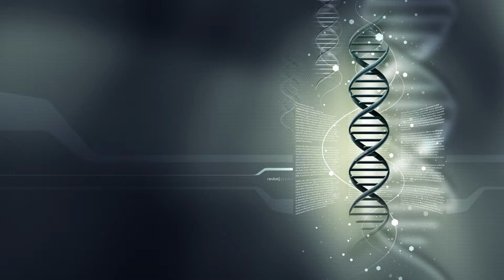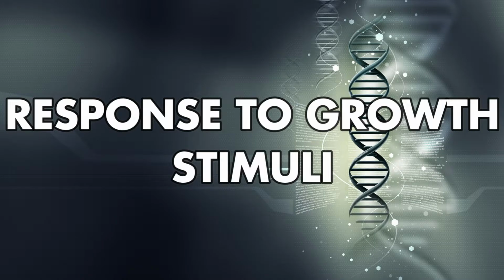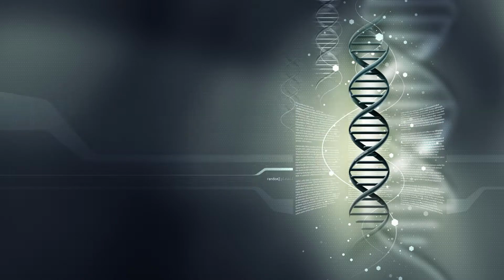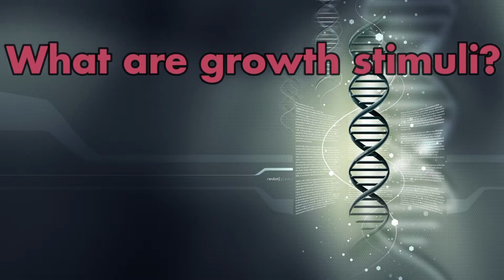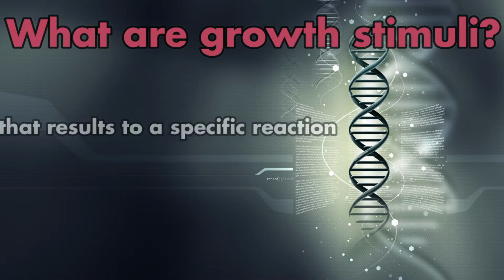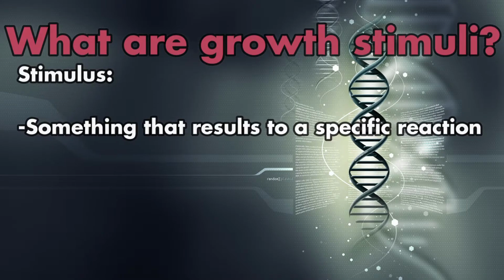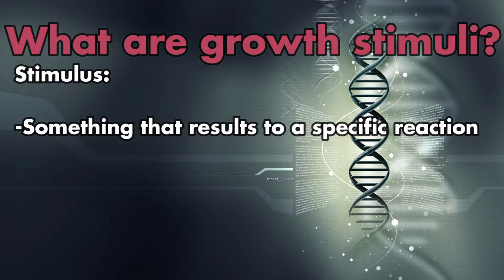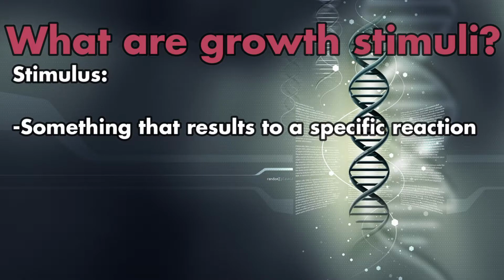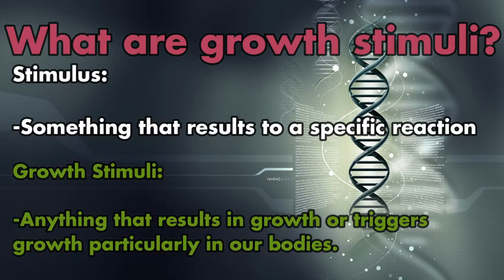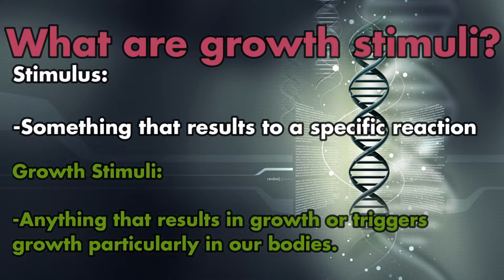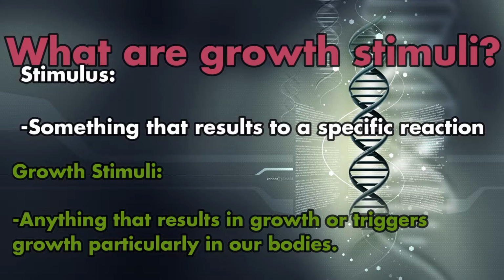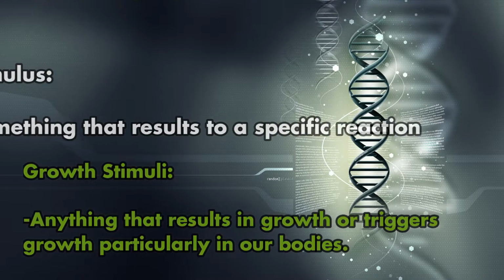So in this video, we will discuss the feedback mechanism of the body's response to growth stimuli. To start off, let us first ask the question, what are growth stimuli? Well, to explain it simply, a stimulus can be described as a thing that results in a specific reaction in a certain tissue or organ. An example would be a stimulus that triggers physical or behavioral change in an organism. Given the definition of the term stimuli, we can determine that growth stimuli means anything that results in growth or triggers growth, particularly in our bodies.